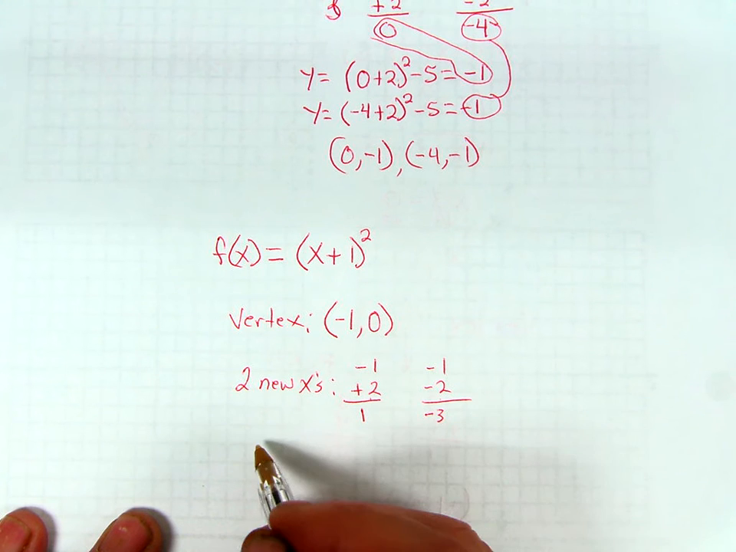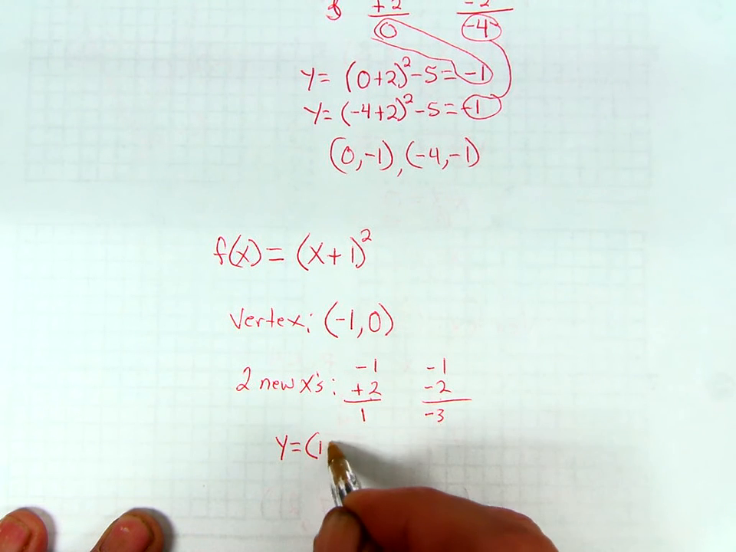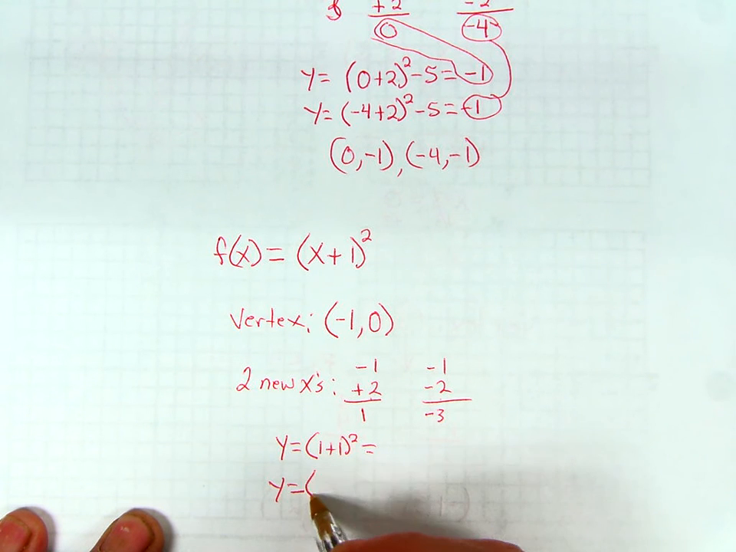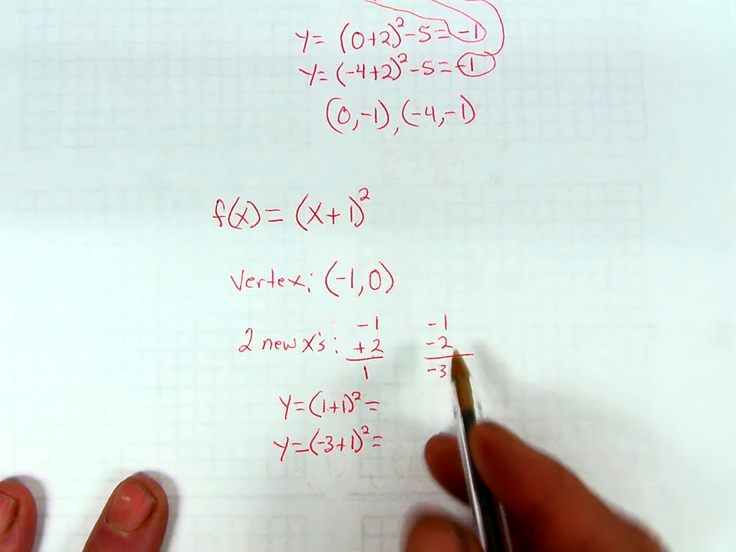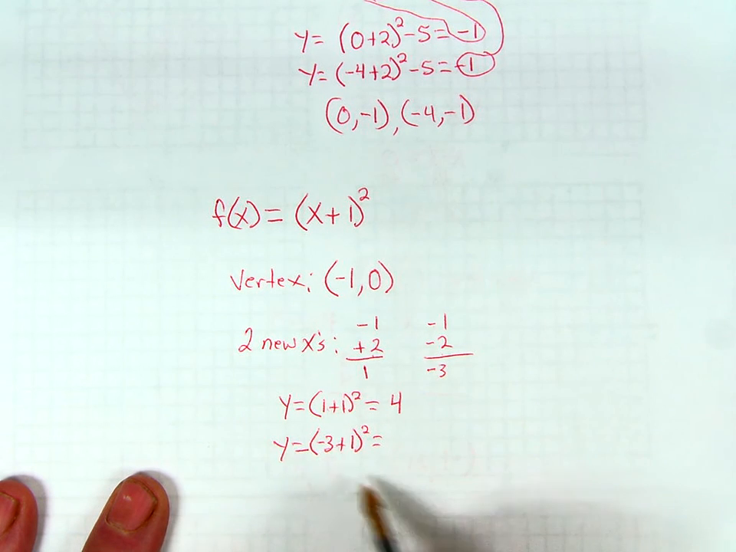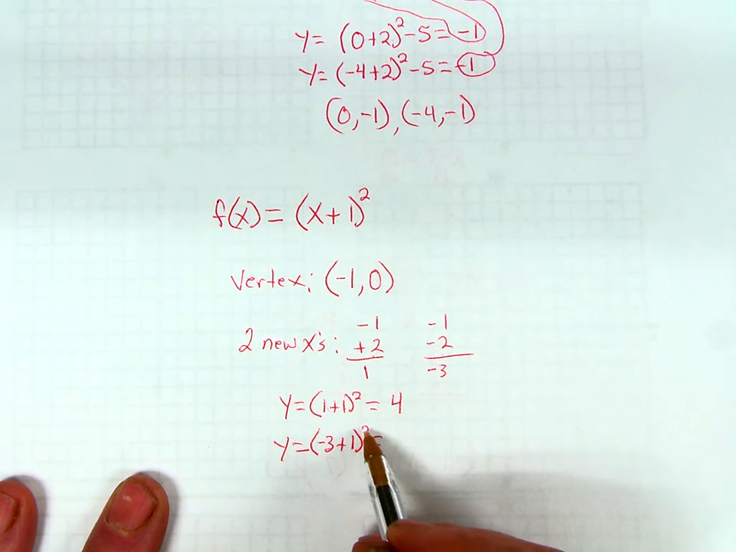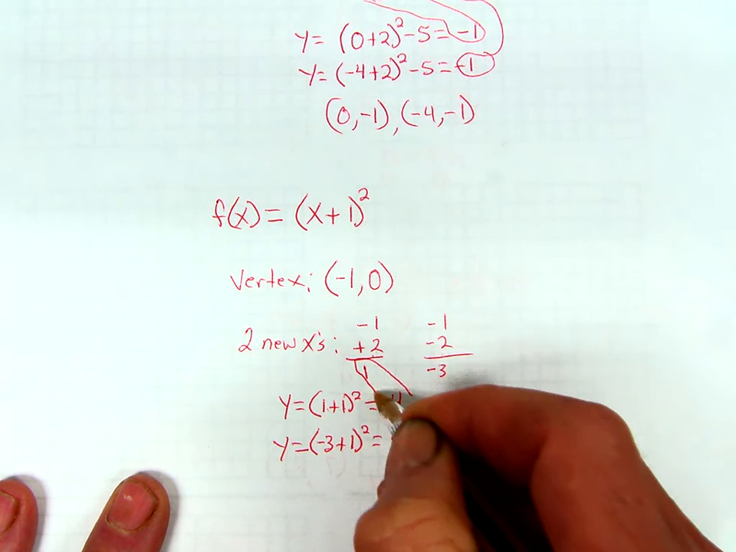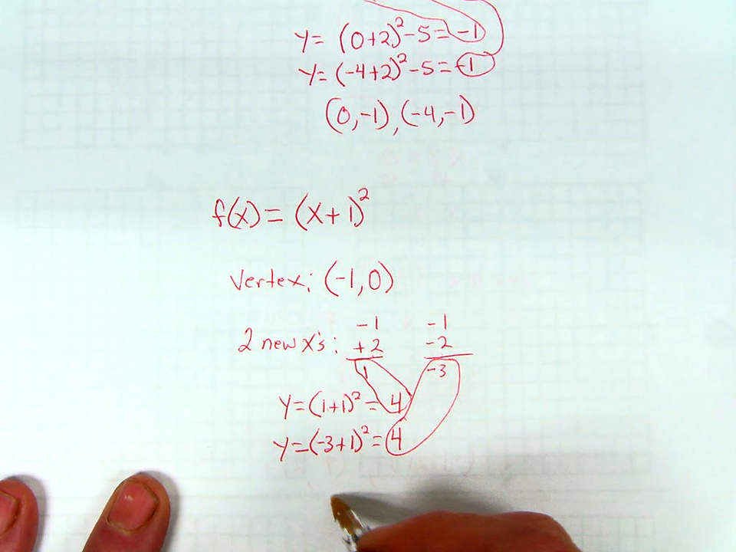Plug those into my function. y equals 1 plus 1 squared. And y equals negative 3 plus 1 squared. 1 plus 1 is 2. 2 squared is 4. Negative 3 plus 1 is negative 2. And negative 2 squared is 4. So my points are 1, 4, negative 3, 4.